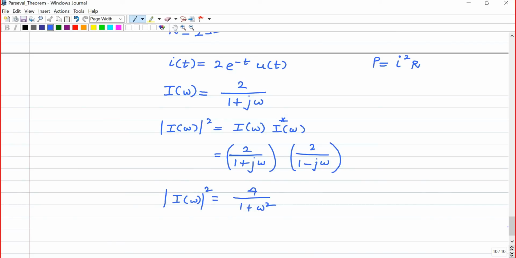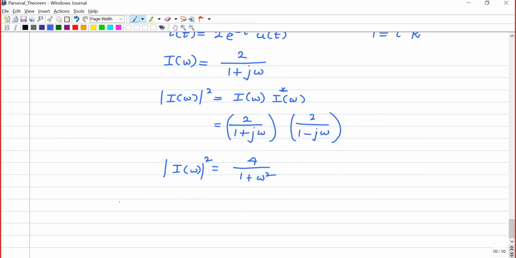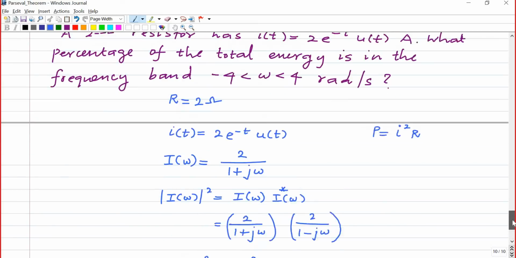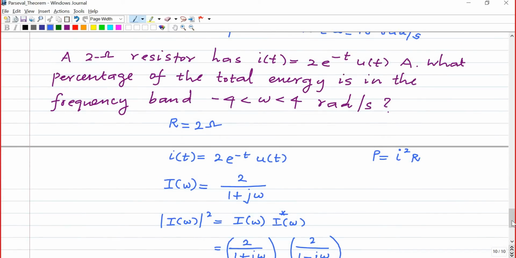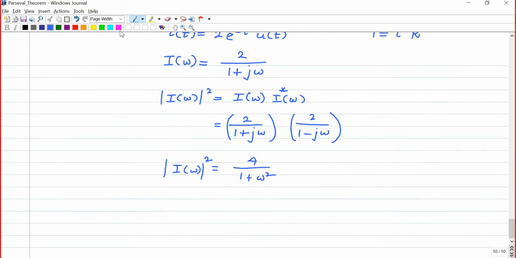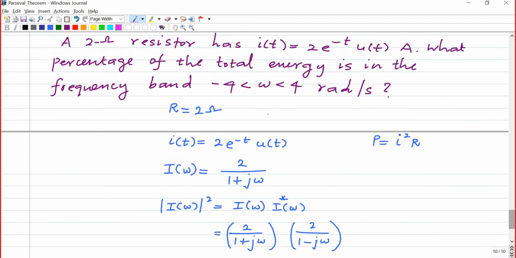So now let us write the energy expression in the frequency domain. This is not a verification kind of problem. If you go through the problem, they are asking us to find out the total energy in the entire frequency band. That means from minus infinity to plus infinity radian per second. What is the energy? That we have to calculate first. Then they have given a specific band, minus 4 to plus 4.